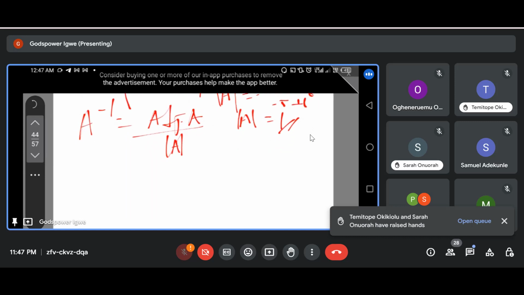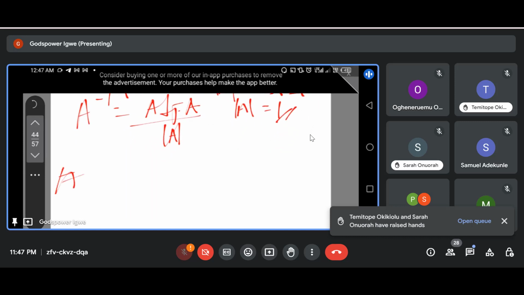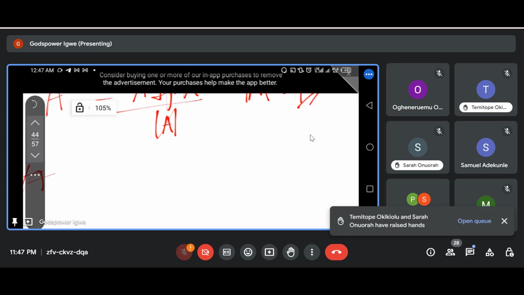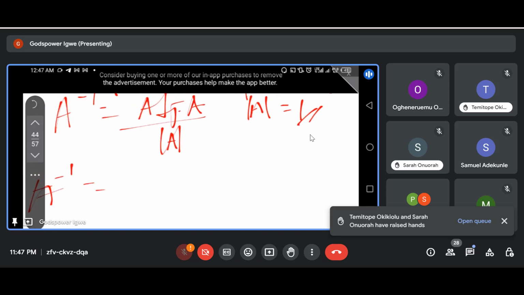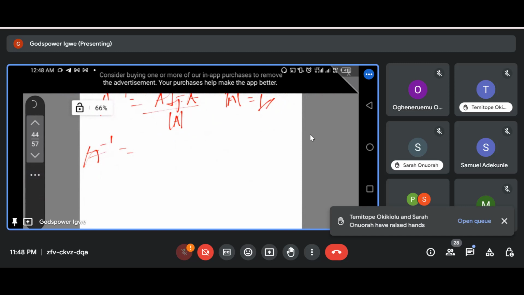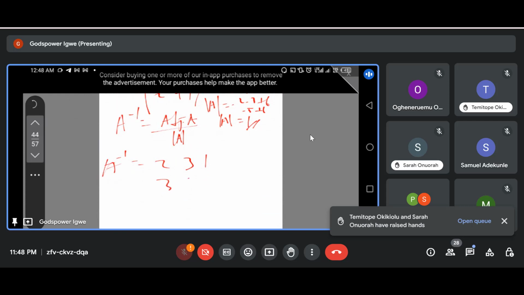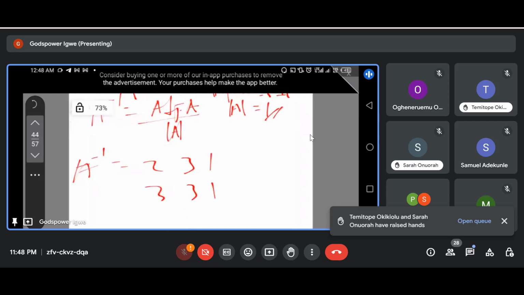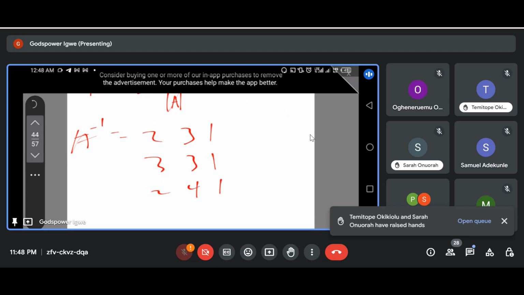So now we go over to this other part. To find an A inverse, this is what we do. This is the trick. A inverse. So we write our first matrix row, 2 3 1, then we have 3 3 1, and then we have 2 4 1. Are we following? So now we have to add the first two columns on the right hand side.